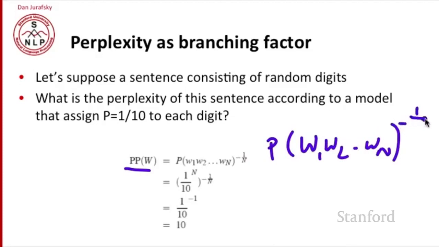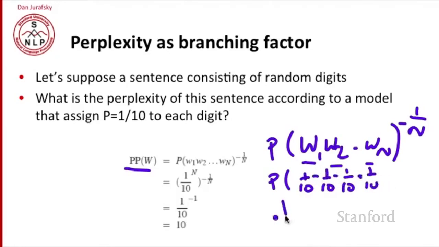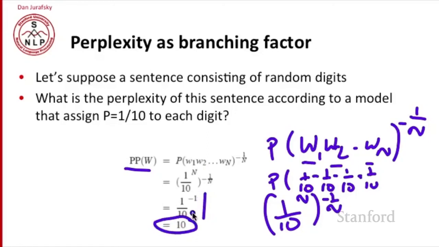The perplexity by our first metric is the probability of this sequence to the negative 1 over n. And since we've said that each of these digits has probability 1/10, and we're assuming a unigram probability, that's the probability of 1/10 times 1/10, times 1/10 times 1/10 and so on. So that's 1/10 to the n, because there were n words, to the negative 1 over n. And as we can see, the n's cancel. We get 1/10 to the minus 1, or we get 10. So by thinking about perplexity as the normalized probability of a long string, we can see the intuition that the average branching factor, by normalizing for the length, is asking how many things can occur at each time weighted by their probability.